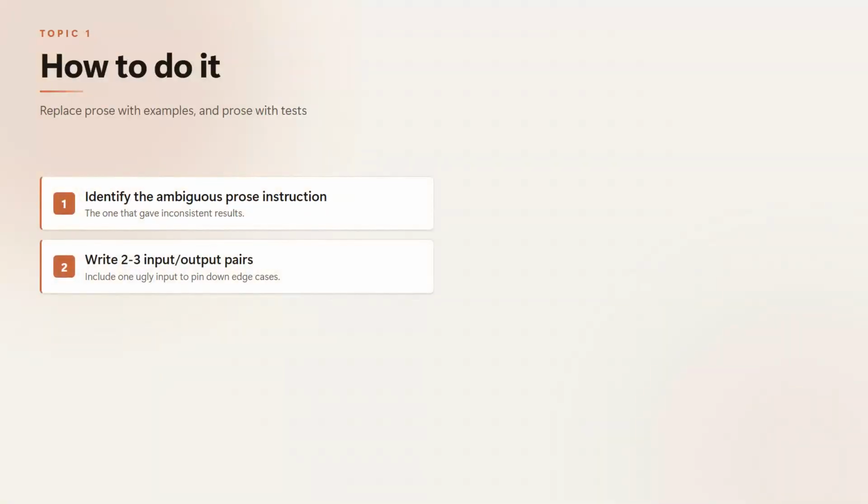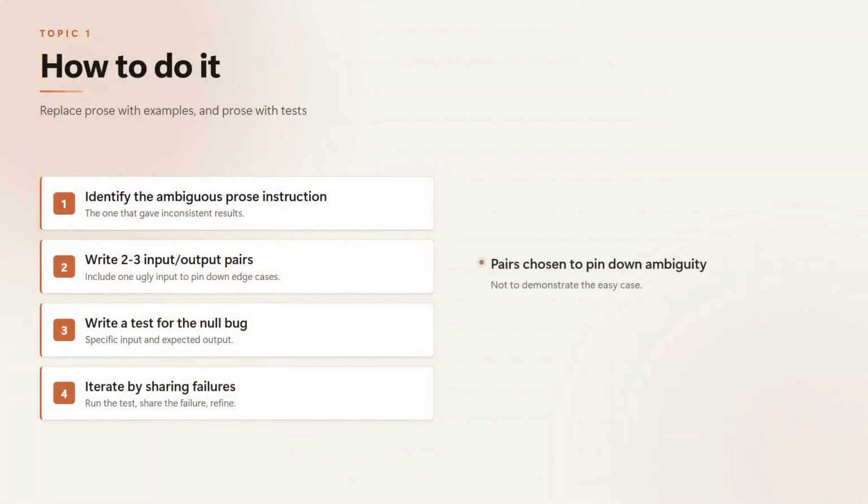Let's work the address normalization case. You have the instruction "normalize the address field sensibly," and it keeps giving inconsistent formats. You replace it with 2 or 3 pairs. First pair: "123 Main Street, Springfield" becomes "123 Main Street, Springfield, Illinois, 62701." Second pair, the ugly one: "apt 4B, 500, Oak Lane, Chicago Heights" becomes "500, Oak Lane, apartment 4B, Chicago Heights, Illinois, 60411." These pin down the format, the field order, and the handling of apartment numbers.